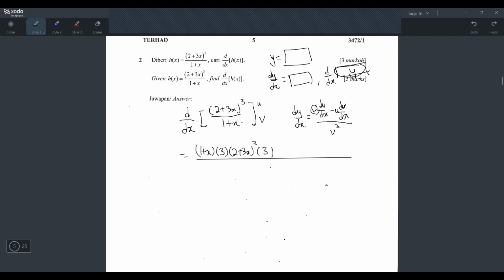So now I already wrote V, I already wrote the differentiate U. Now I have to write minus. Minus what? Copy U differentiate V. Copy U means copy the top. So the top is (2 plus 3x) power 3. So just copy.